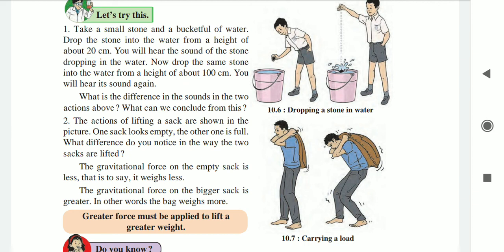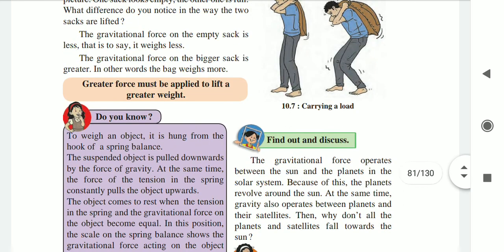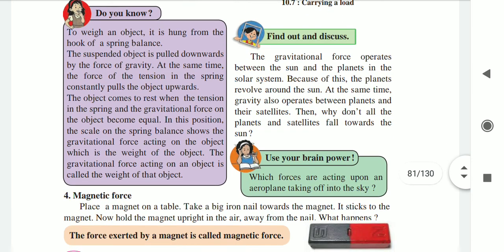Understood? One sack looks empty, the other one is full. What difference do you notice in the way the two sacks are lifted? The gravitational force on the empty sack is less, that is to say, its weight is less. The gravitational force on the bigger sack is greater. In other words, the bag weighs more. Greater force must be applied to lift a greater weight. That is what is told in the diagram also. Got it?